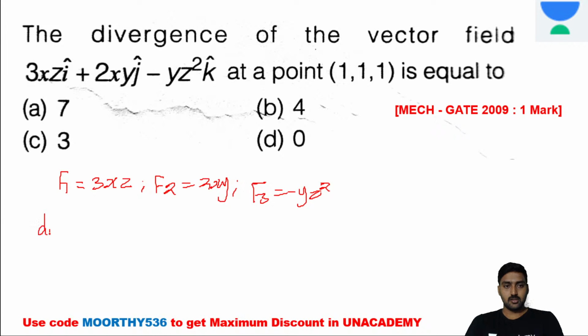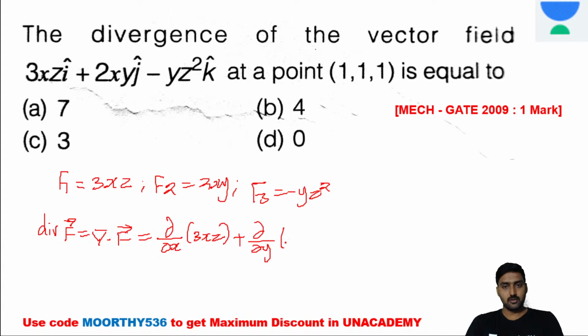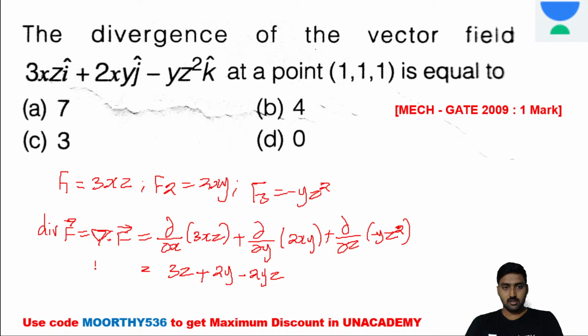Now the divergence of the vector field is equal to del dot f vector. Del dot f vector is equal to dou divided by dou x of 3xz plus dou divided by dou y of 2xy plus dou divided by dou z of minus y z square. With respect to x, it's 3z. With respect to y, plus 2y. With respect to z, minus 2yz. Now we need to substitute the point into the divergence of the vector f.